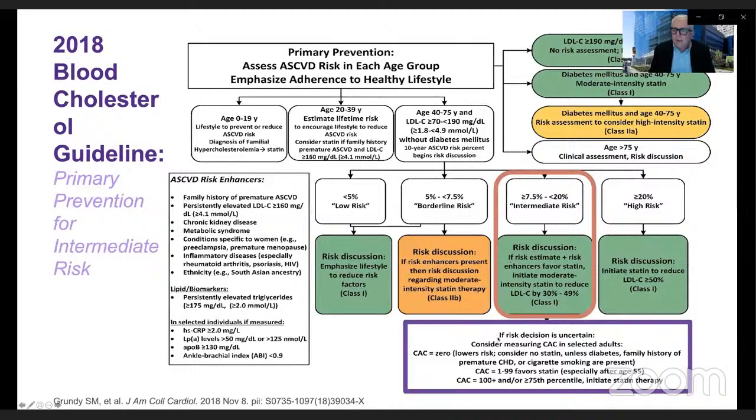And that's where I think we have some nice additional tools now. And coronary artery calcium screening is one of those tools. And I would encourage people to consider using it in these borderline and intermediate risk patients. It really helps either up or down risk a patient.